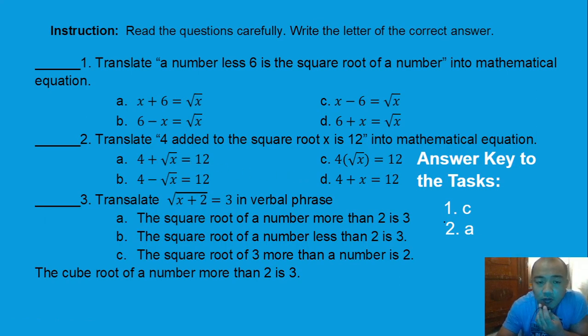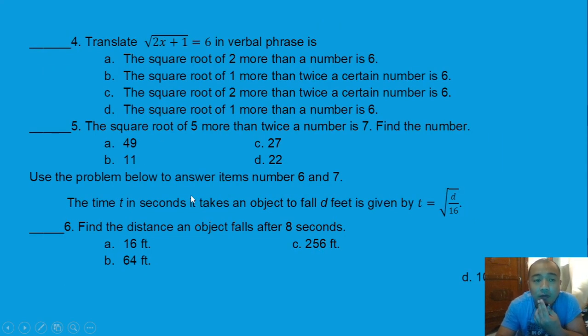Number 3. Translate square root of x plus 2 equals 3 in verbal phrase. Answer A: the square root of a number more than 2 is 3. Yes. Number 4. Translate square root of 2x plus 1 equals 6 in verbal phrase. What's your answer? B: the square root of 1 more than twice a certain number is 6. Number 5. The square root of 5 more than twice a number is 7. Find the number.